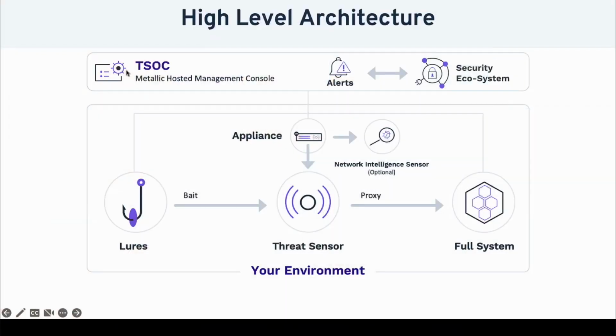But what you're saying is right. The top part, the management interface on the top, that's hosted by us in SaaS. And then the sensors go into the customer's environment. Okay, so what is the appliance? The appliance is where the sensors are hosted.